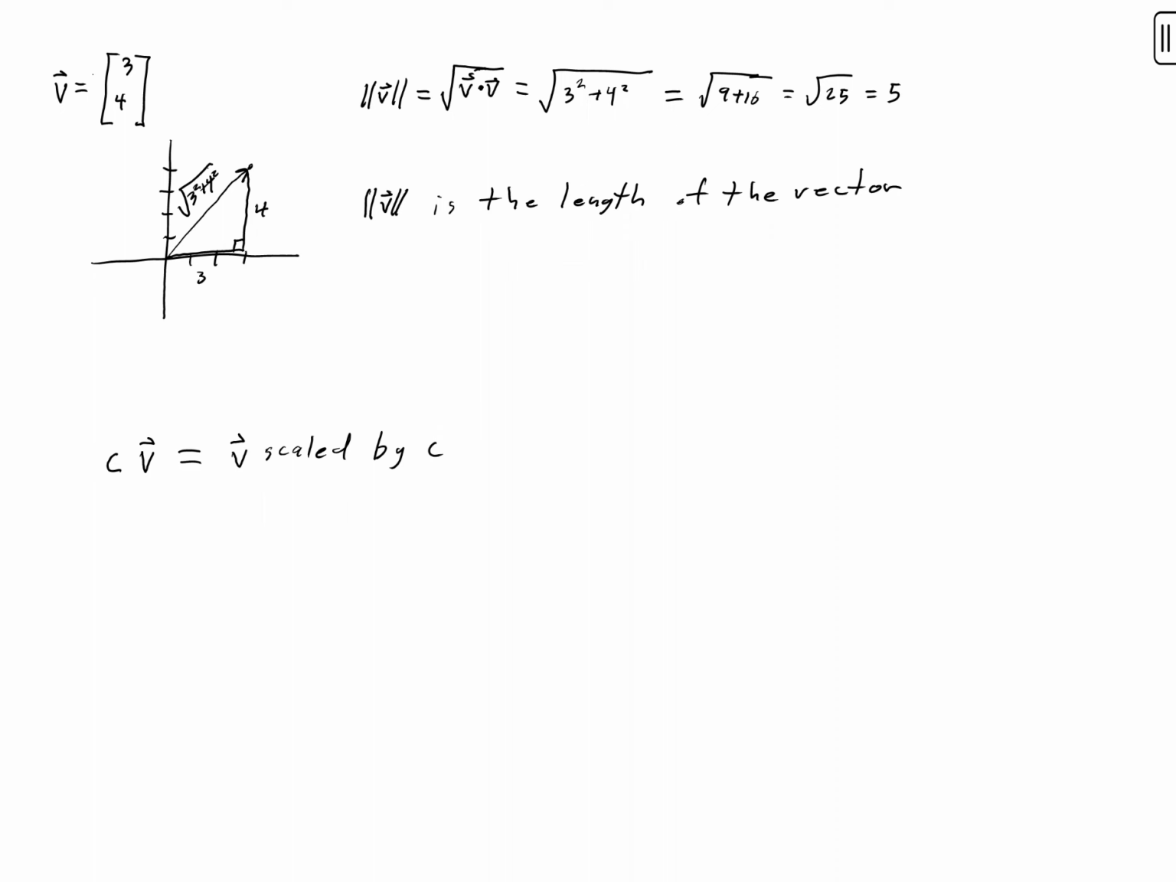And so what we can do is talk about some very specific important vectors, and those are called unit vectors. A unit vector is a vector of length, or norm, 1.